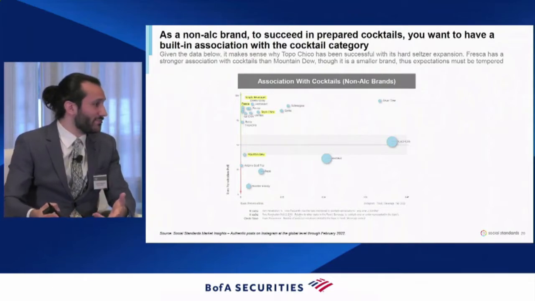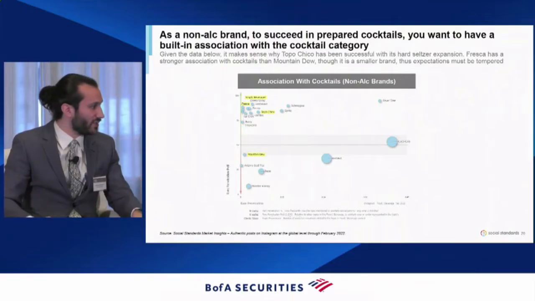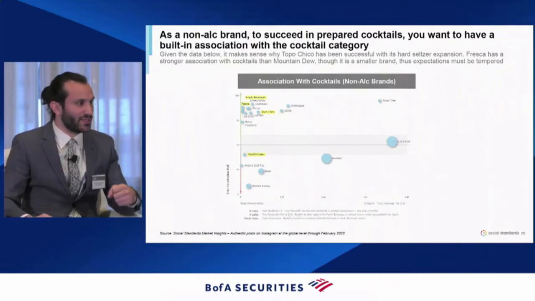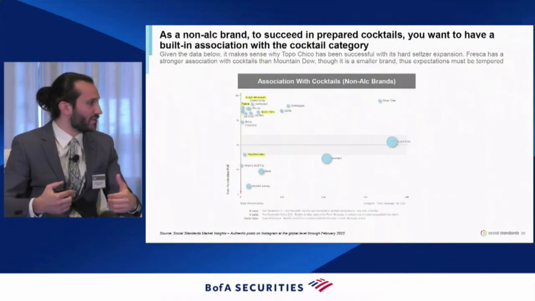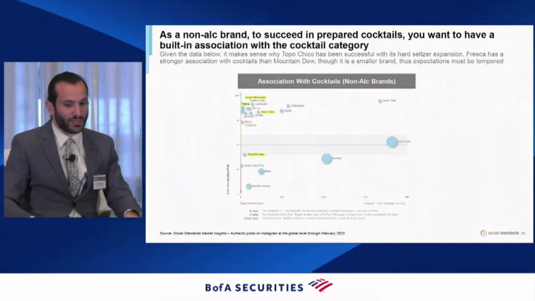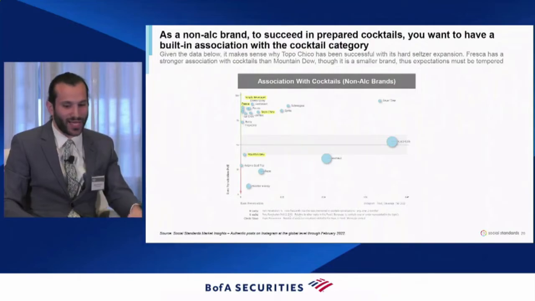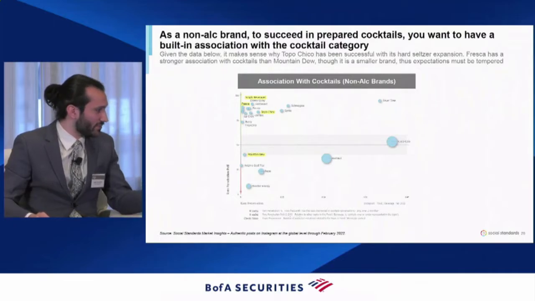So I think it's interesting to see where Mountain Dew is positioned on this chart. Mountain Dew, relative to some of these other brands that have recently launched into the cocktail space, their beverage conversations are in total just less representative of cocktails relative to the norm than some of these others that have forayed into the space. And so from our perspective, if you want to be successful in the prepared cocktail space, you want to have that built-in association with the cocktail category. And that's why it really makes sense how Topo Chico was successful, going back to your previous point.